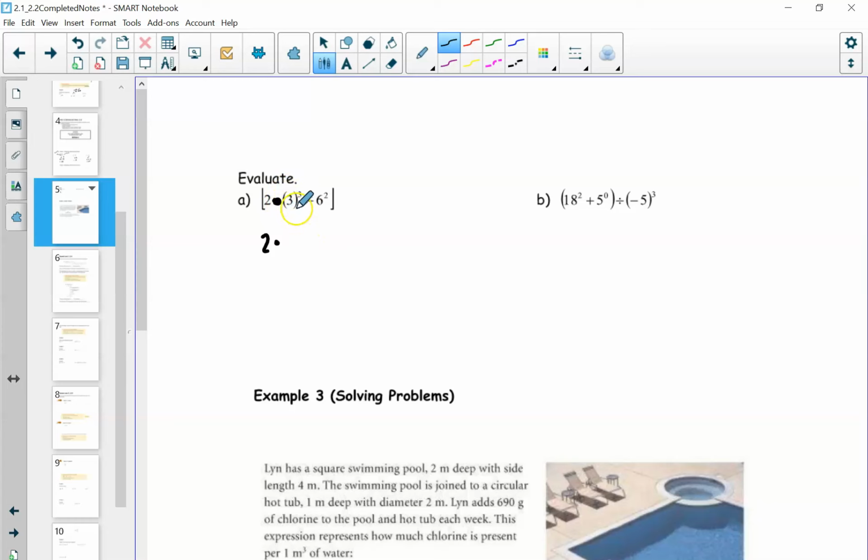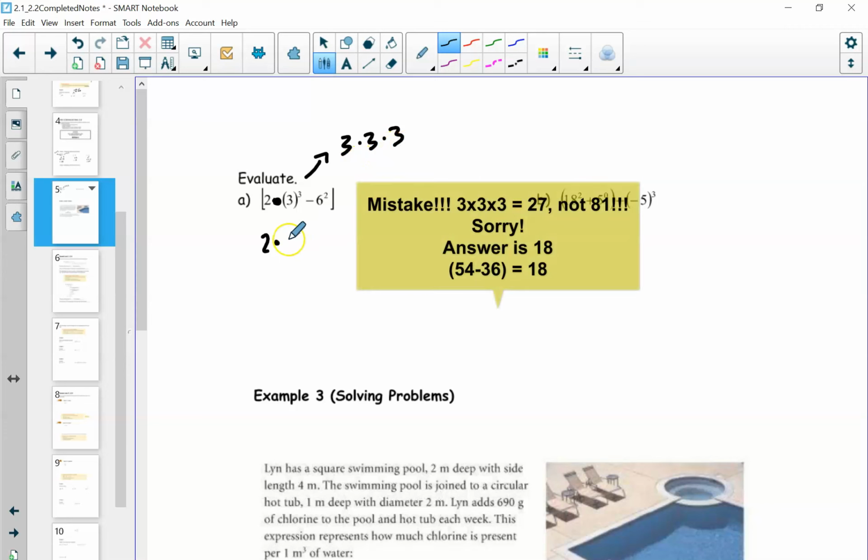3 to the power of 3 is 3 times 3 times 3, right? 3 times 3 times 3. That's 27 times 3 is 81. Feel free to use your calculator.